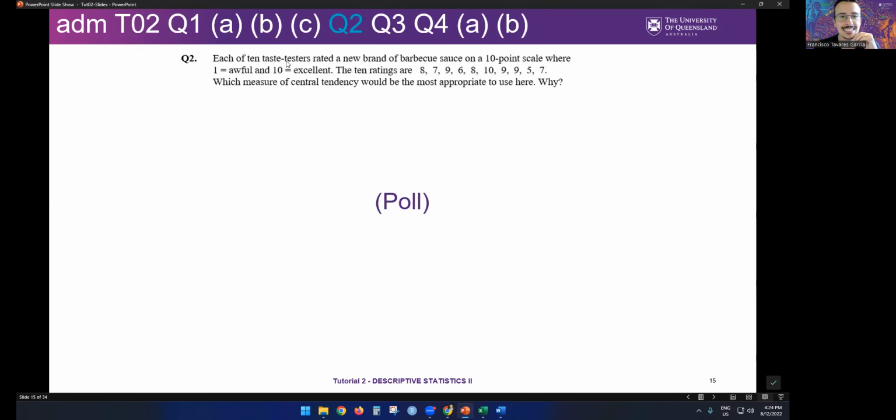Each of 10 taste testers rated a new brand of barbecue sauce on a 10-point scale, where 1 was awful and 10 excellent. The 10 ratings they gave you are all the ratings. Then, which measure of central tendency we were talking about would be the most appropriate to use here, and why? I'm launching another poll.